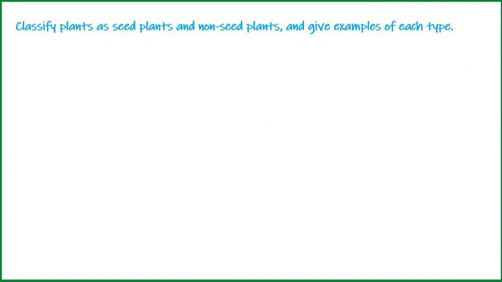So, plants. We have seed plants, such as flowering plants and conifers. Flowering plants like the rose plant, the orange tree, the strawberry plant, and the iris plant. Conifers like the General Sherman, the cypress tree, the spruce tree, the cedar tree.